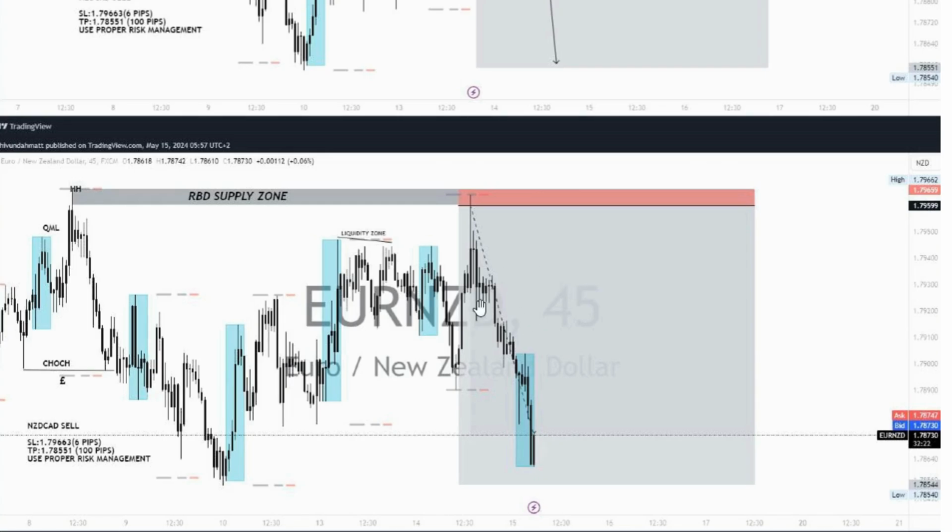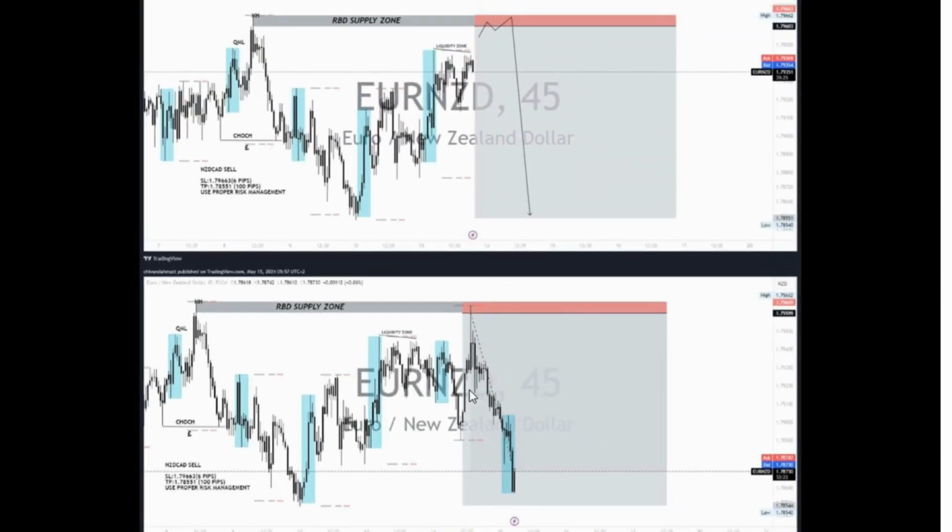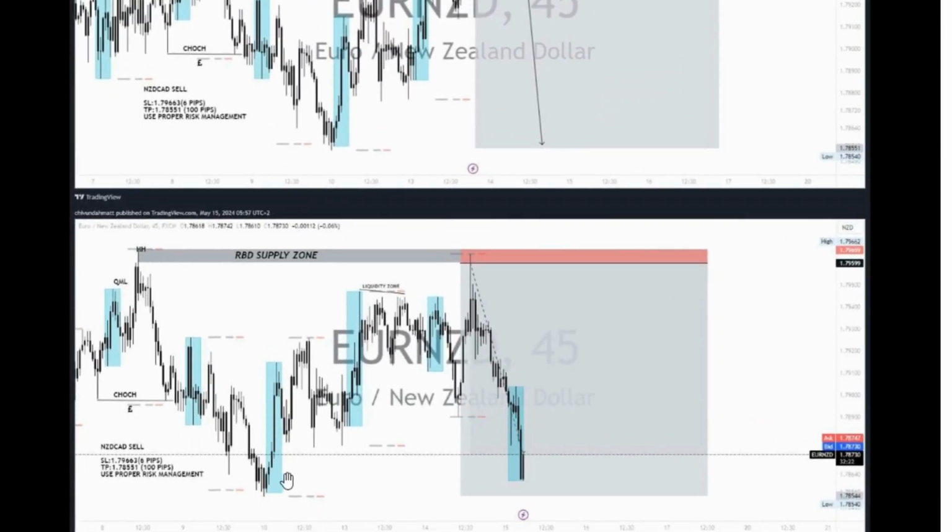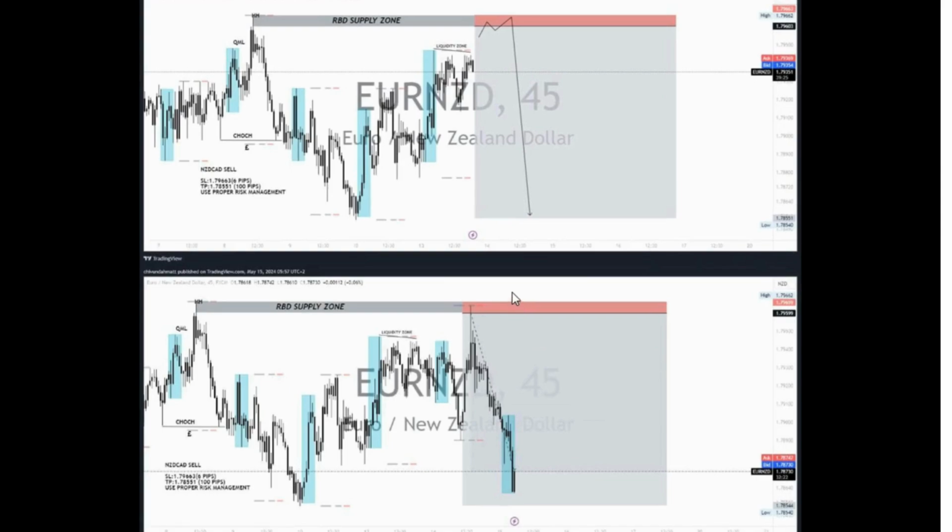You can see that the market beautifully took out these Asian sessions right here, both the low and the high. And then the market came to our area, and then guess what? The market dropped about 100 pips, and our target was just right here. And that's how we're able to actually take this particular trade.